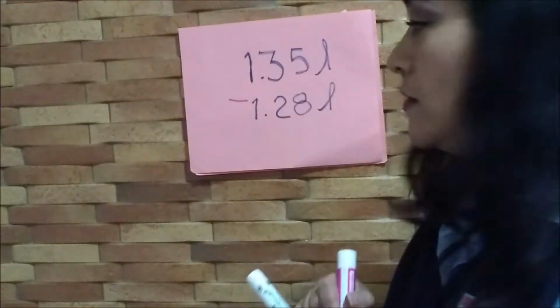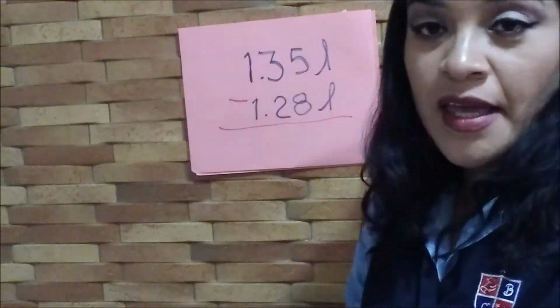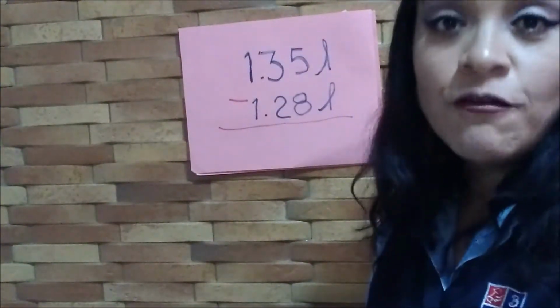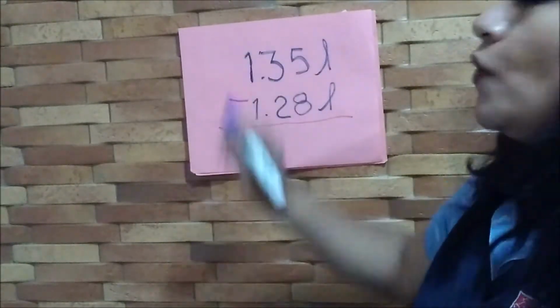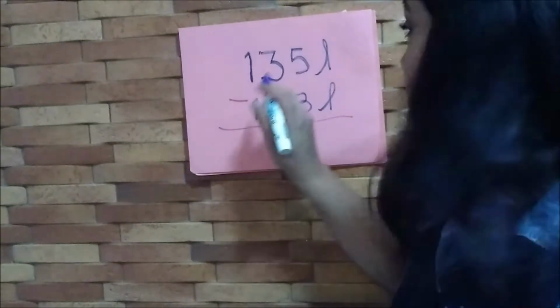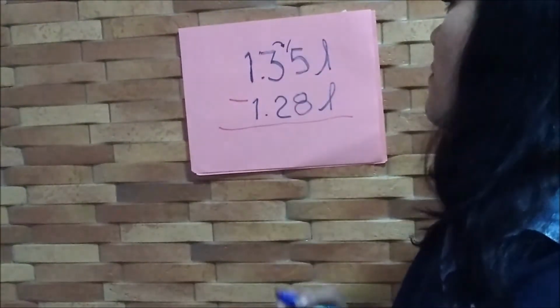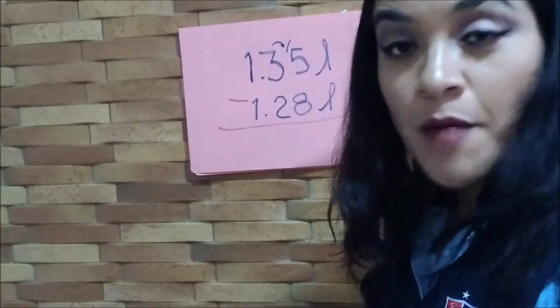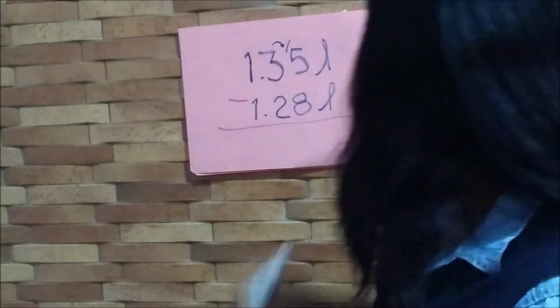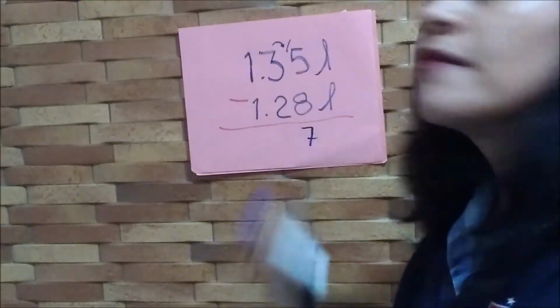1.28 liters. Can we take 8 out of 5? No, we can't. So he's going to go with the neighbor and ask for a unit. And then it's going to be, okay, so 15 minus 8, how much is it? 7.